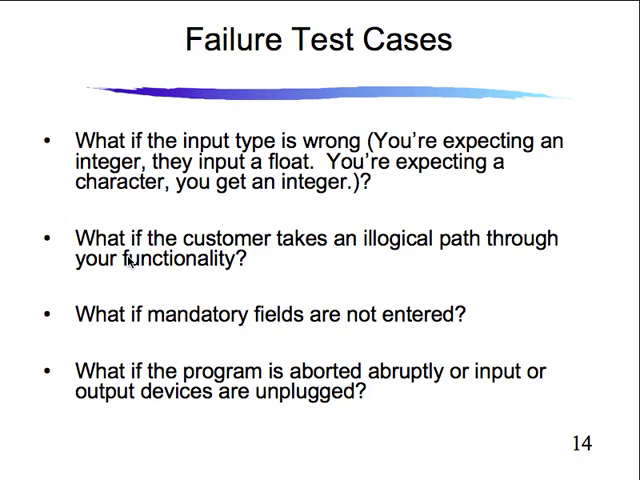What if the customer takes an illegal route through their functionality? So you open up Word, and instead of doing file open or file new to create a document, you decided to print first. Well, actually Word figures that out and just grays out the option. It won't let you print anything; there's nothing to print unless you have a file open. What are the mandatory fields? What if they're not entered? What if the program is aborted abruptly, or the input or output devices are unplugged?